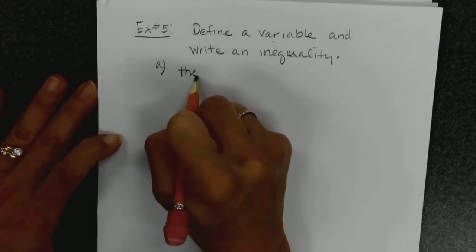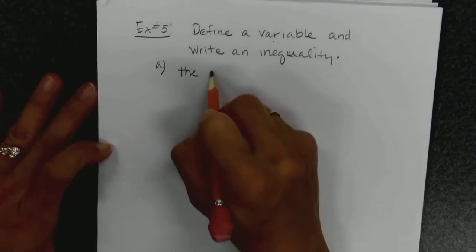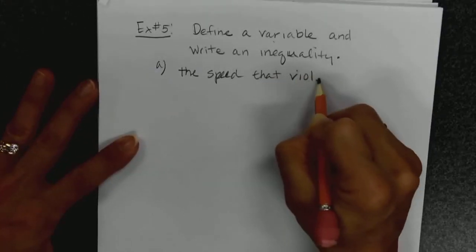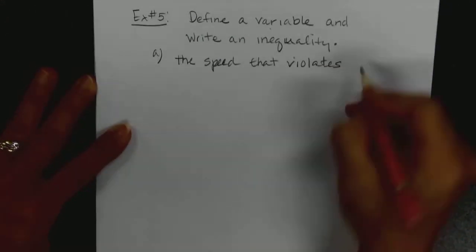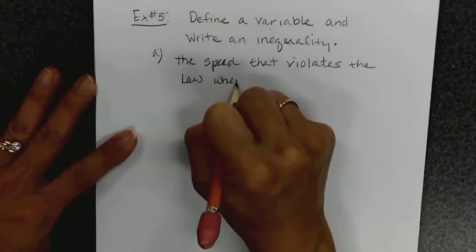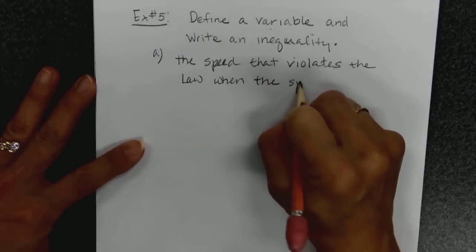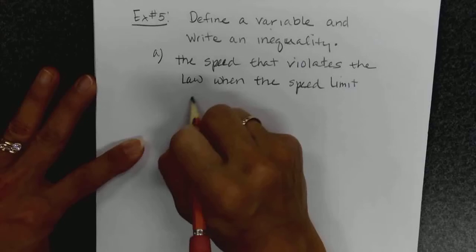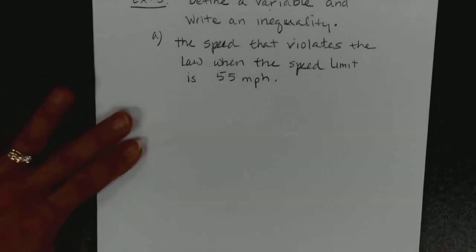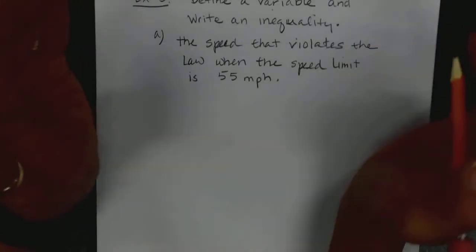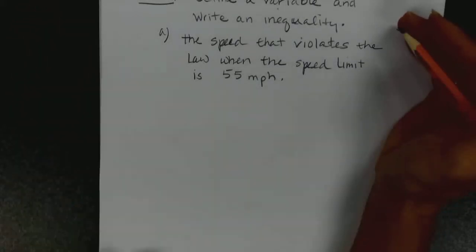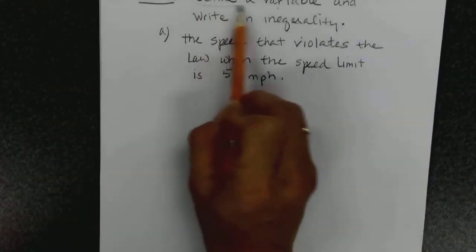All right, so here's one. Ready? The speed that violates the law when the speed limit is 55 miles per hour. What does that mean, violates? It goes against the law, right? So I want you to write an inequality that would represent this situation. So the very first thing we must do is define a variable.